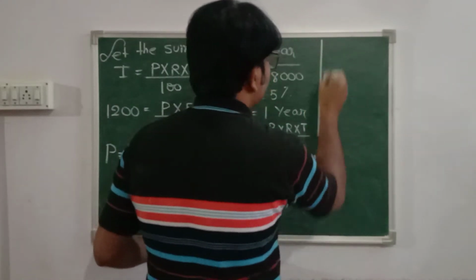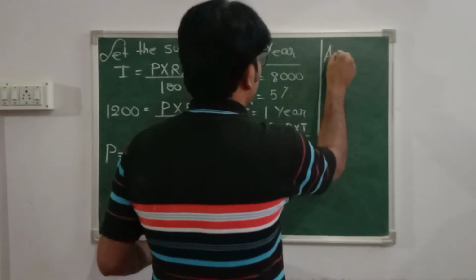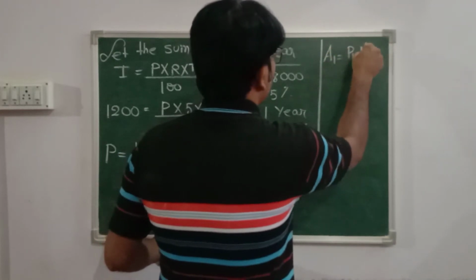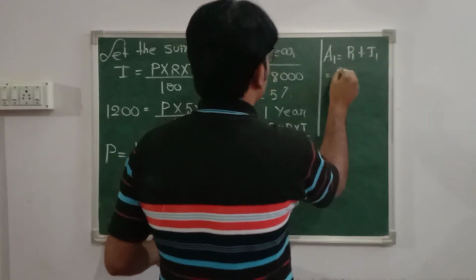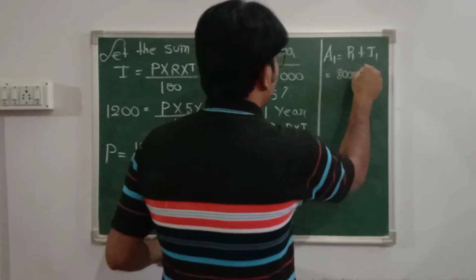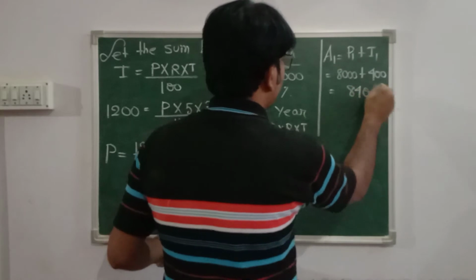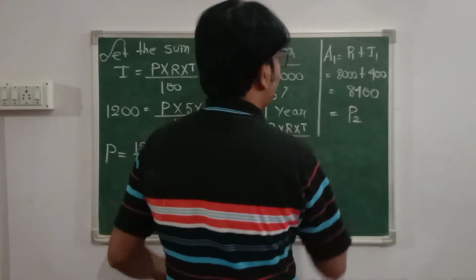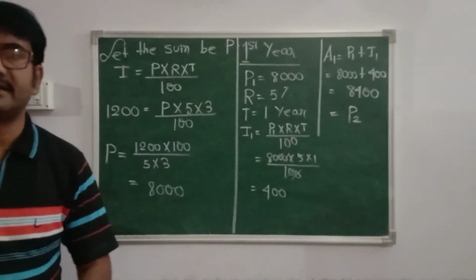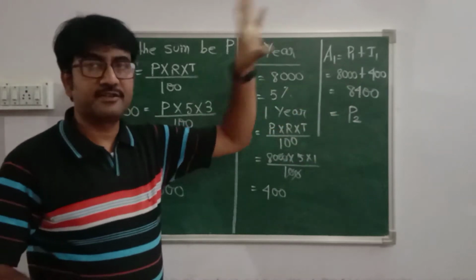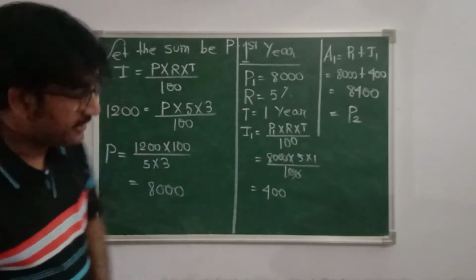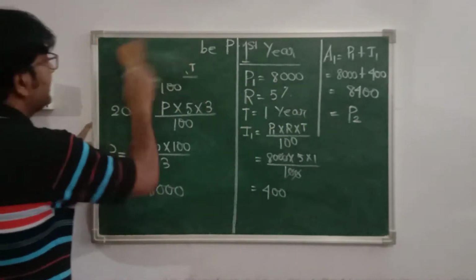So 400. So amount A1 is P1 plus I1. P1 is 8000 and I1 is 400. So it comes to 8400, and that is the principal for the next conversion period, that is P2, that is 8400. Right, now we move on to the second year.